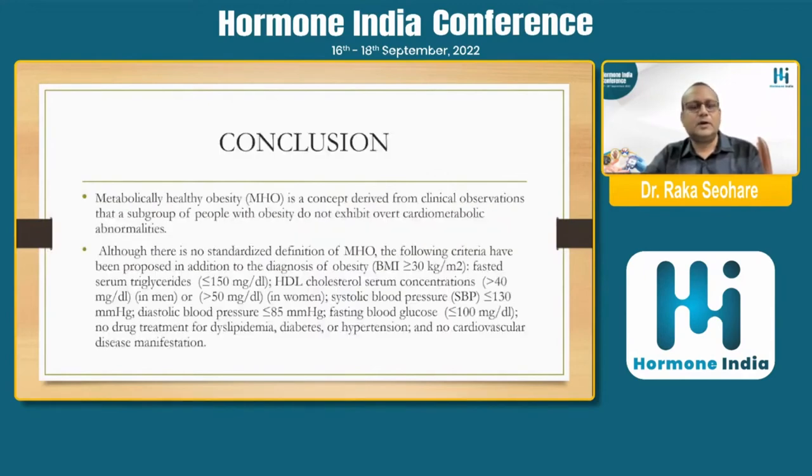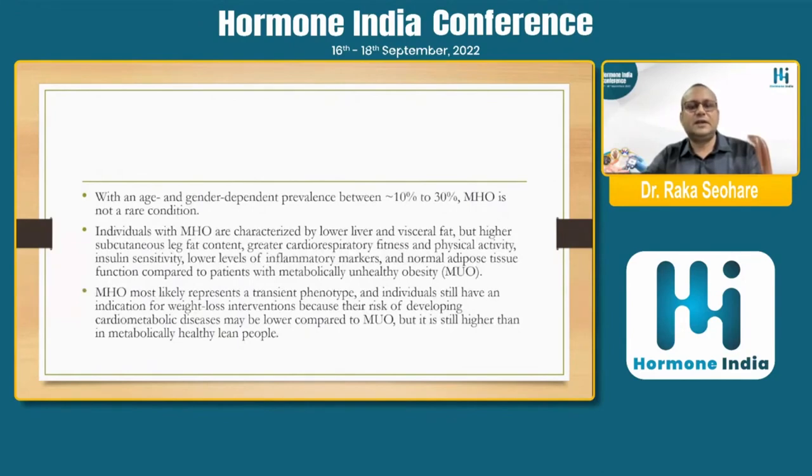So the conclusion is that metabolically healthy obesity is a concept derived from clinical observation, and there is no standardized definition of MHO. But diagnosis of obesity is a must. Fasting serum triglycerides should be less than 150, HDL more than 40 in men and 50 in women. Systolic blood pressure should be less than 130, diastolic blood pressure less than 85, and fasting blood sugar less than 100. With age and gender dependent variation, 10 to 30% MHO is not a rare condition, and it represents a transient phenotype, and we need to educate our population as well as we can.